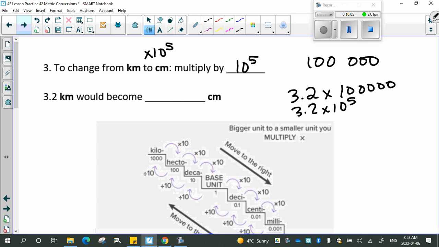Okay? Or move the decimal place. See this nice number here when we learn scientific notation? Move the decimal 5 places to the right. That 5 there means move the decimal 5 places to the right. 1, 2, 3, 4, 5. Zeros go in here. So it would be 320,000 centimeters. Okay? Big number.